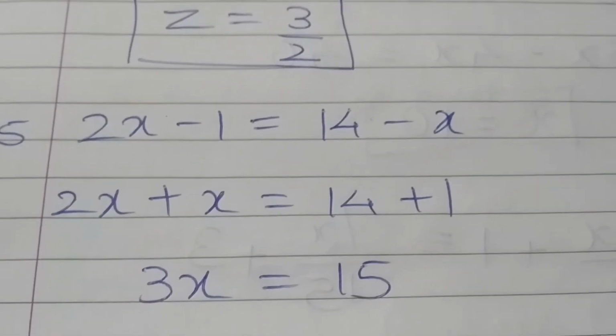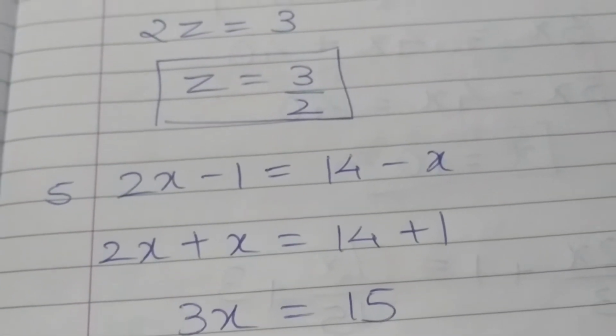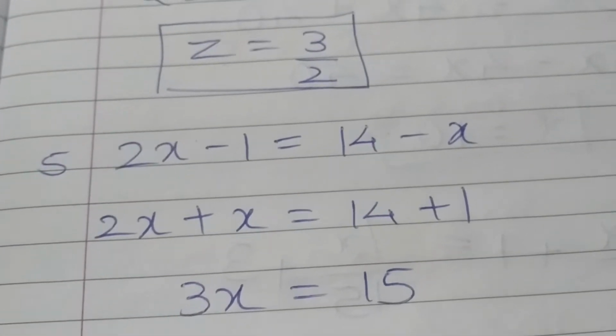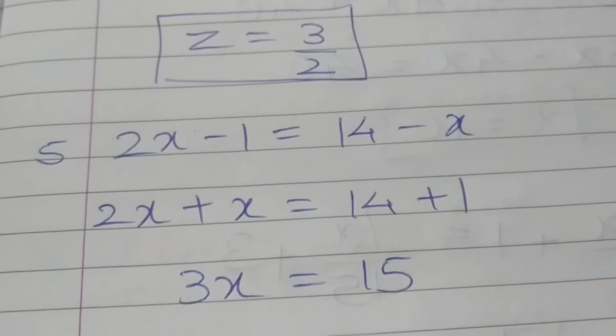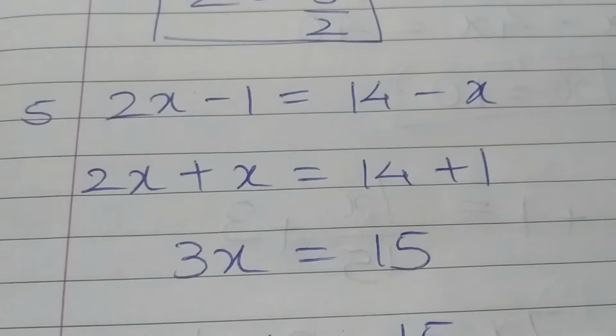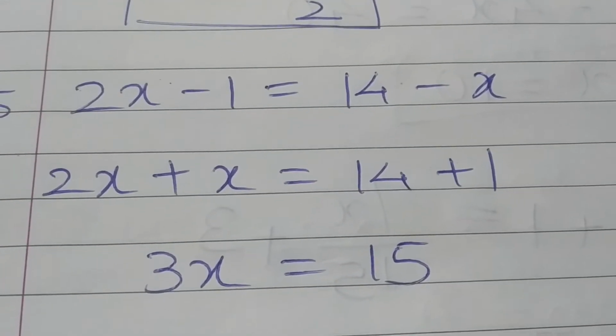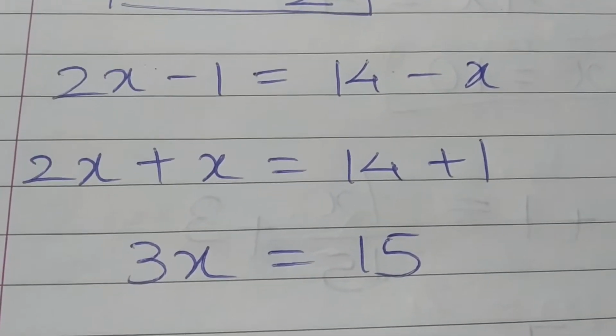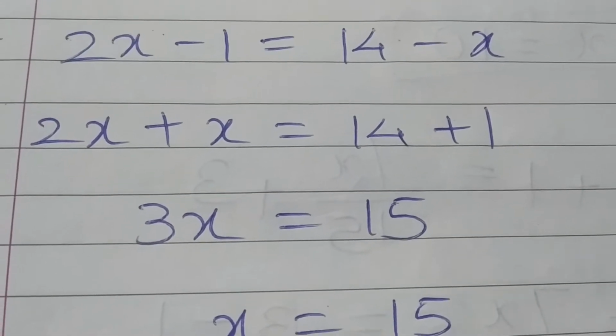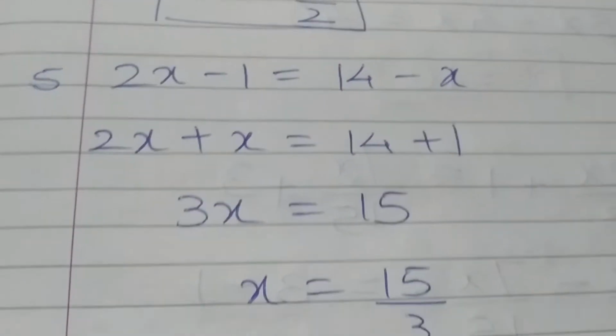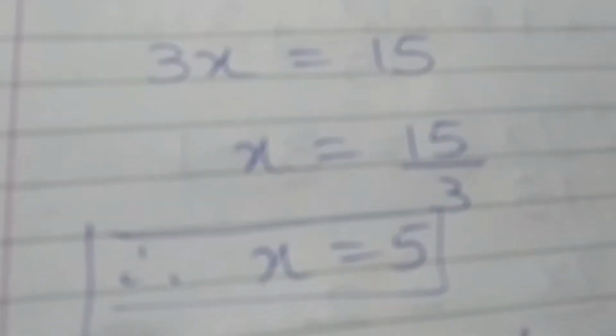Fifth, 2x minus 1 is equal to 14 minus x. Minus x comes to the left hand side, becomes positive. 2x plus x equal to 14 plus 1. 3x equal to 15. So x equal to 15 upon 3. So x equal to 5.